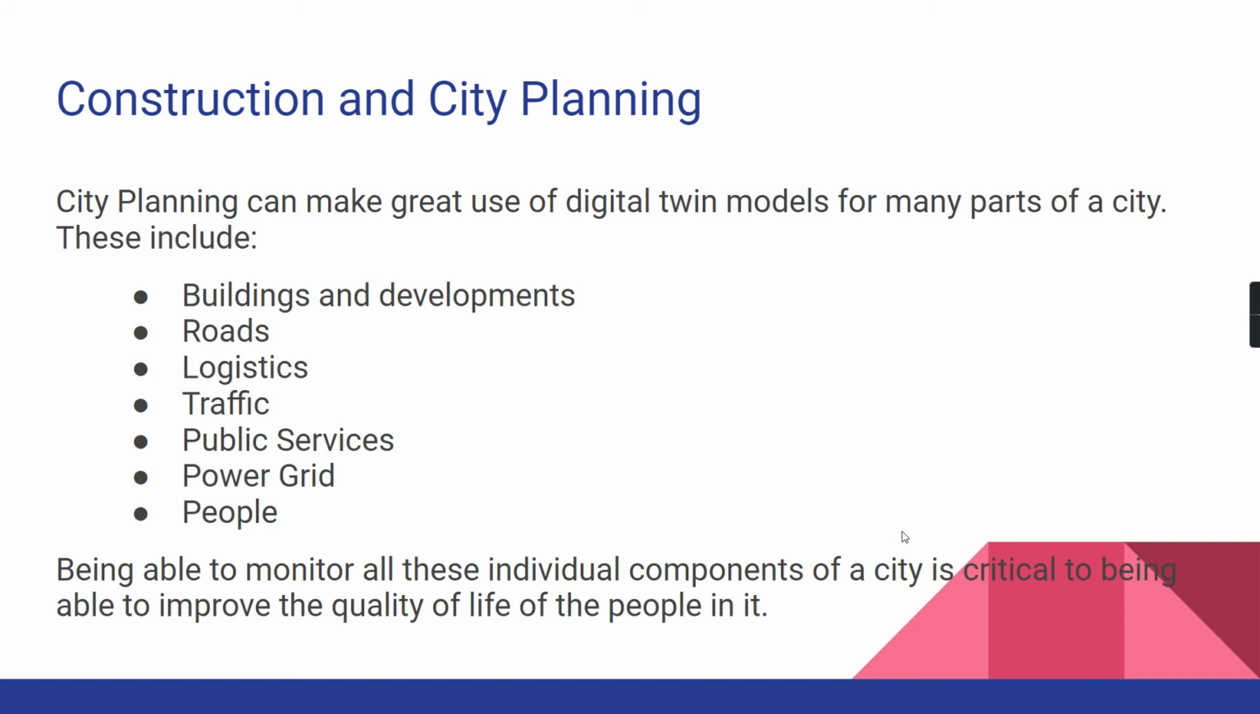In city planning, however, the digital twins are far more useful for many parts of the city. These parts of the city include buildings and developments, maintaining and building new roads, the logistics of getting your Amazon package to your house, managing different traffic, say keeping the red light green for long enough for a large amount of traffic to not back up the entire city. Your different public services, such as your fire departments and your ambulance networks, your power grids, and monitoring the people in your city, because knowing how your city is going to grow is crucial when it comes to city planning. Being able to monitor all of these components is key in being able to improve the quality of life for the people in the city.